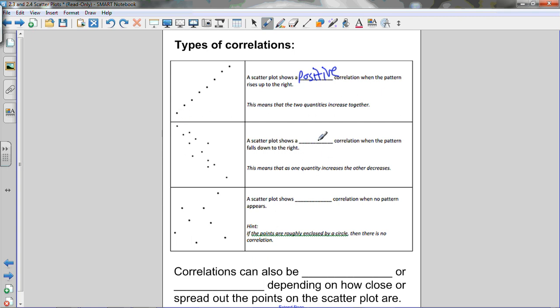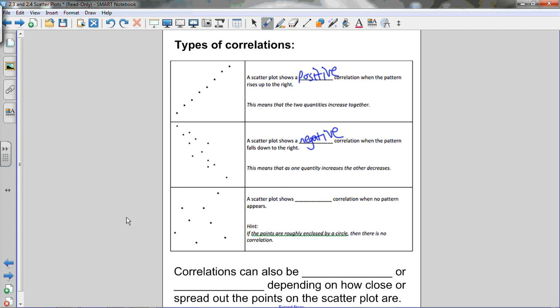Oppositely, a scatter plot shows a negative correlation when the pattern falls down to the right. As the independent variable is increasing, the dependent variable is decreasing. That shows a negative correlation. This means as one quantity increases, the other is decreasing.